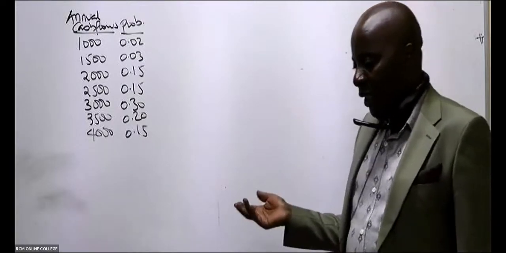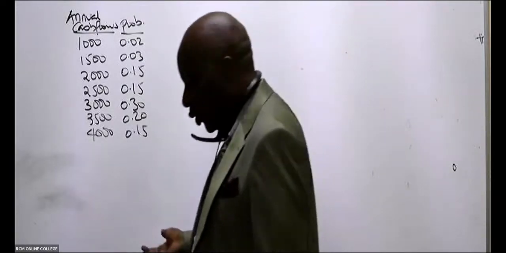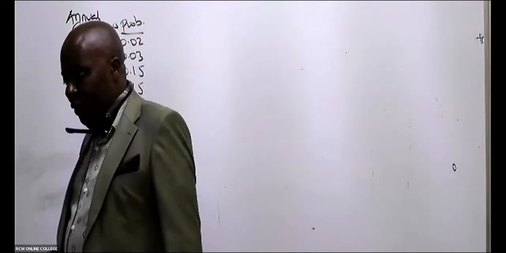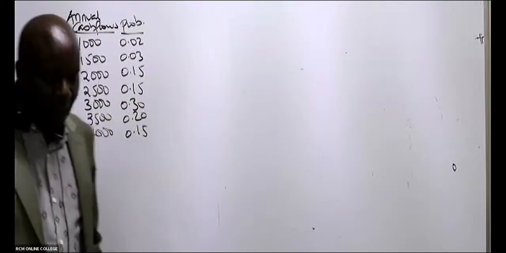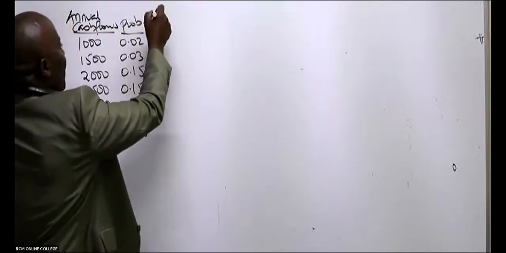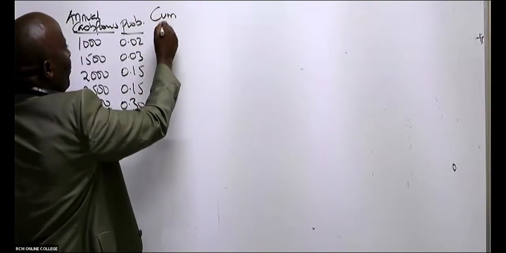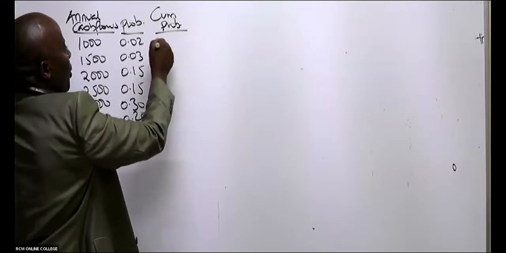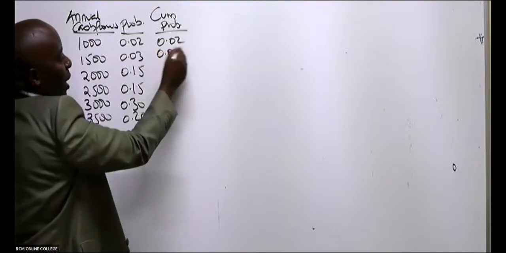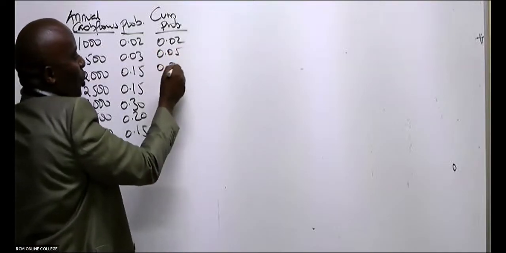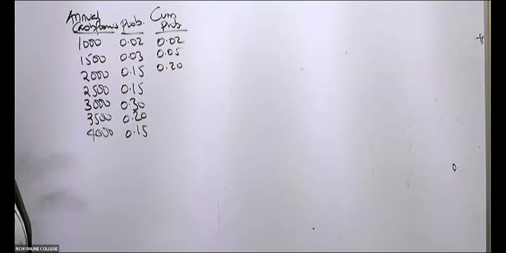So first of all, we get the cumulative probabilities. Go ahead and give me the cumulative probabilities. So we have 0.02. If you add this one here, it is 0.05. So this will be 0.20. You keep on adding downwards.